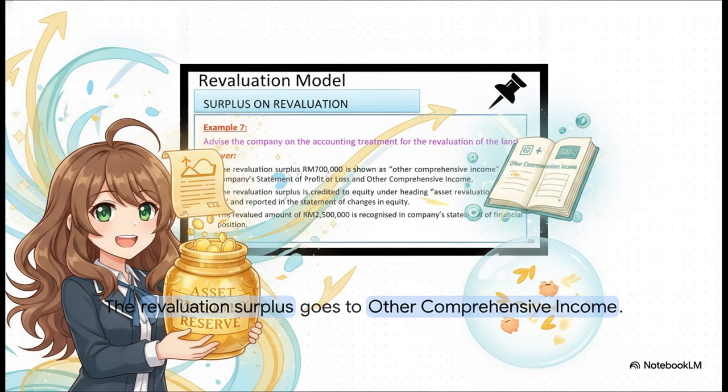When we revalue land and create a surplus, that revaluation surplus is recorded as other comprehensive income in the statement of profit or loss and other comprehensive income. It does not go to your regular day-to-day profit. Instead, it gets safely credited to your equity section, tucked neatly into the asset revaluation reserve account. It's kind of like putting your property's value increase into a special, highly secure savings jar.